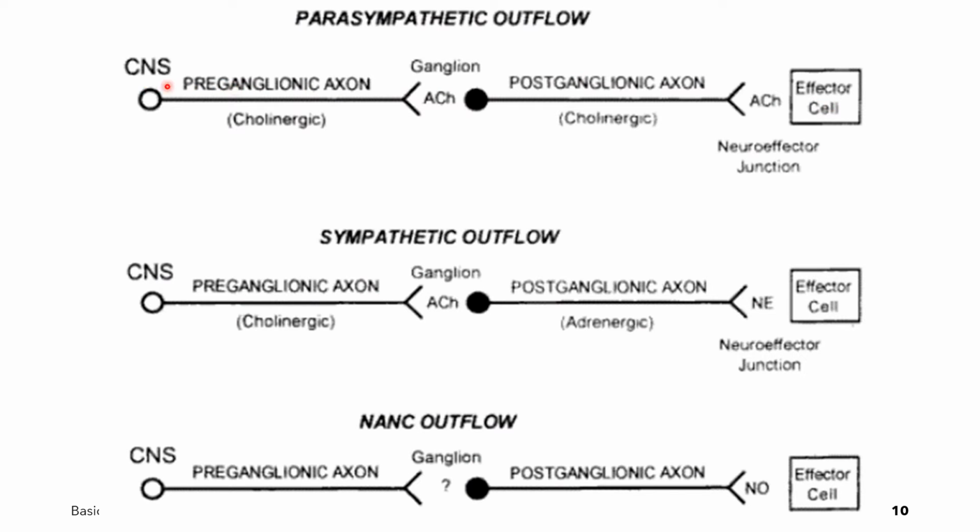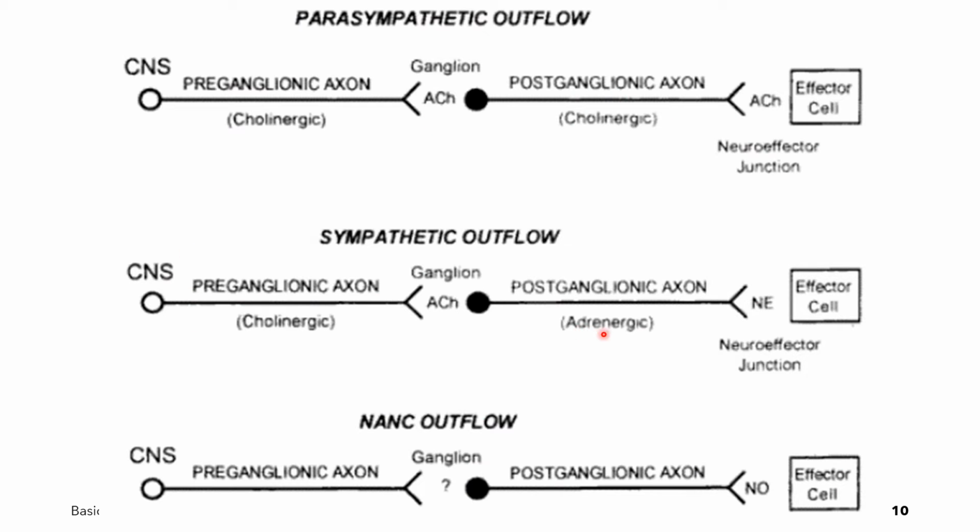So the preganglionic axon of the parasympathetic nervous system and the preganglionic axon of the sympathetic outflow both release acetylcholine. So both of these are cholinergic nerves. The parasympathetic postganglionic axon also releases acetylcholine, so it is considered to be cholinergic in nature.